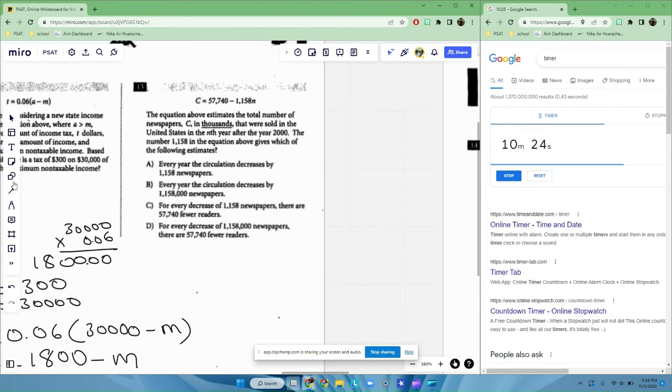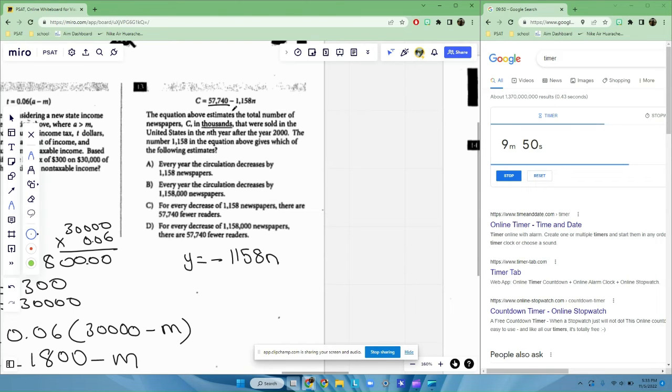13. All right. This equation above estimates the total number of newspapers, in thousands, that were sold in the United States nth year after the year 2000. The number 1158 in the equation reaches the following estimates. This is a problem where most people are going to get confused. You can write this in slope-intercept form: y is equal to negative 1158n. Remember that the slope is decreasing, so all of them have decreased, and we're not going to eliminate anything for now.